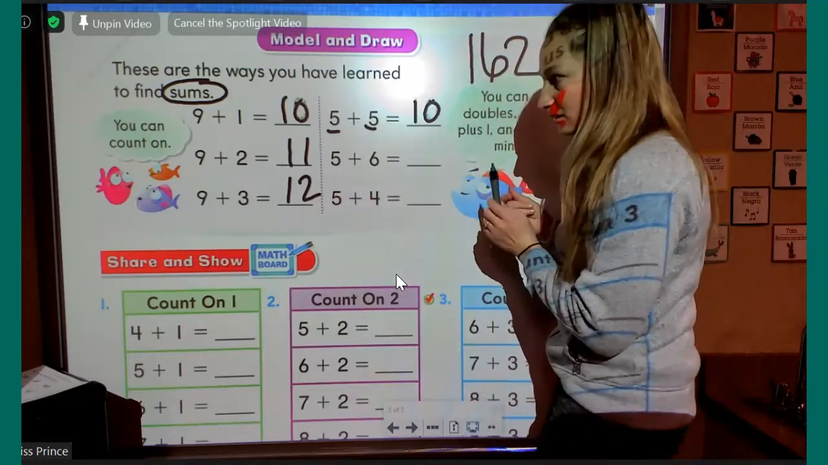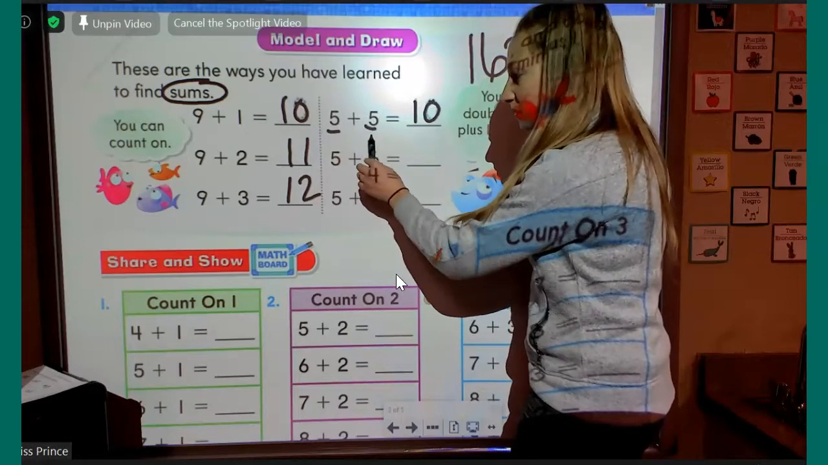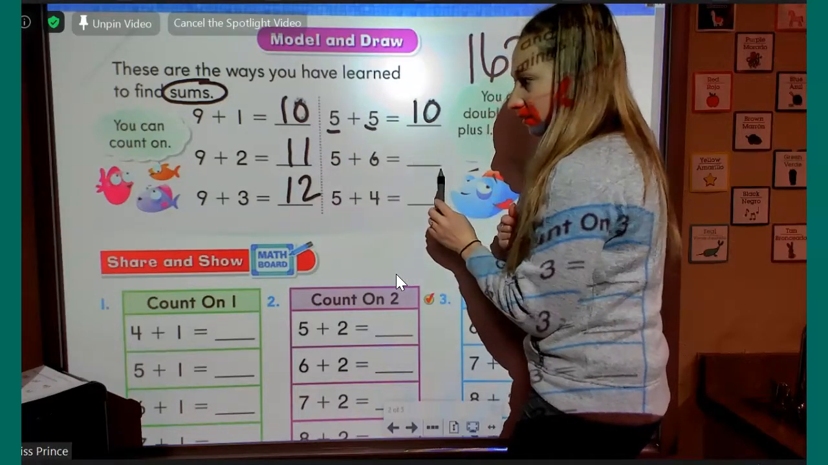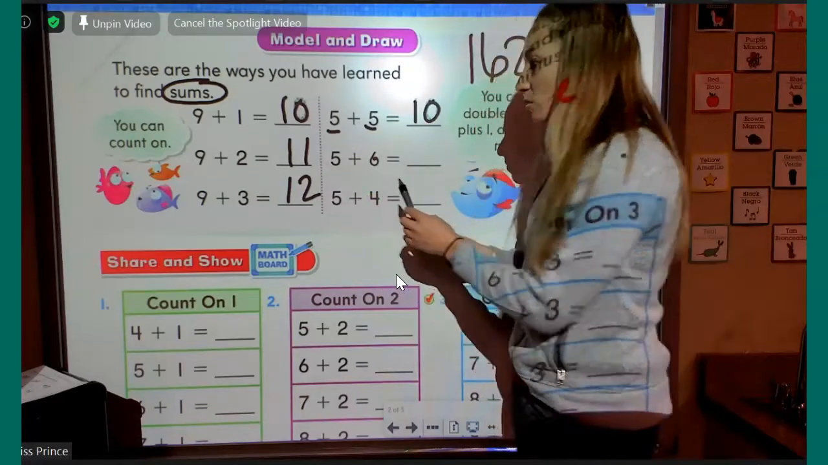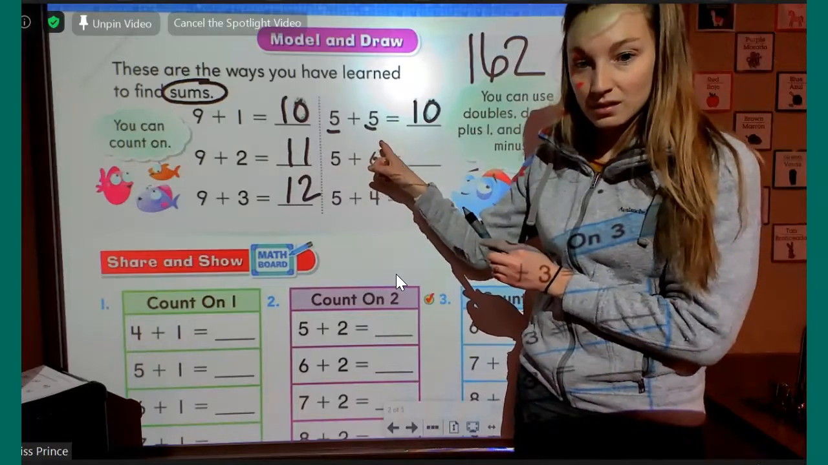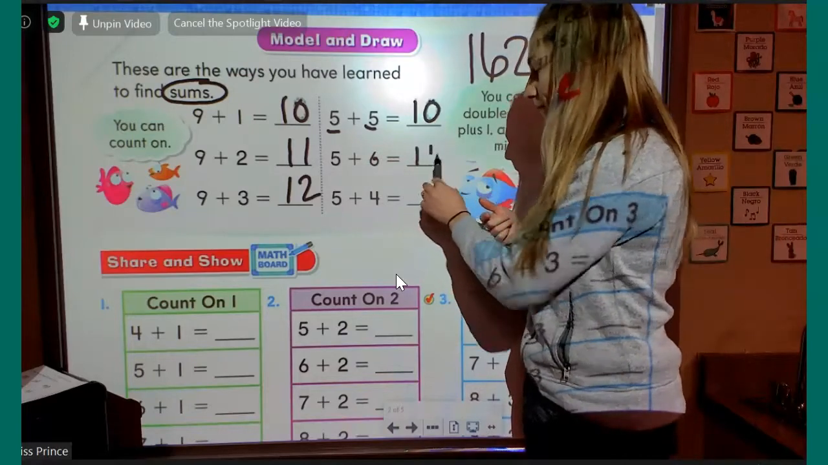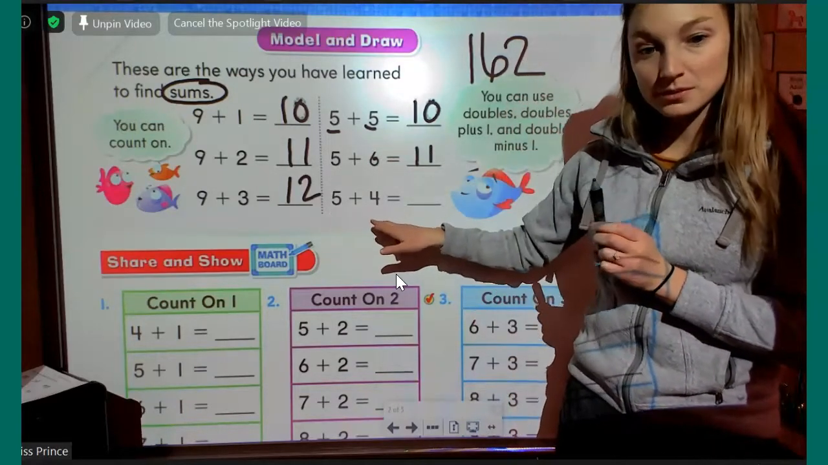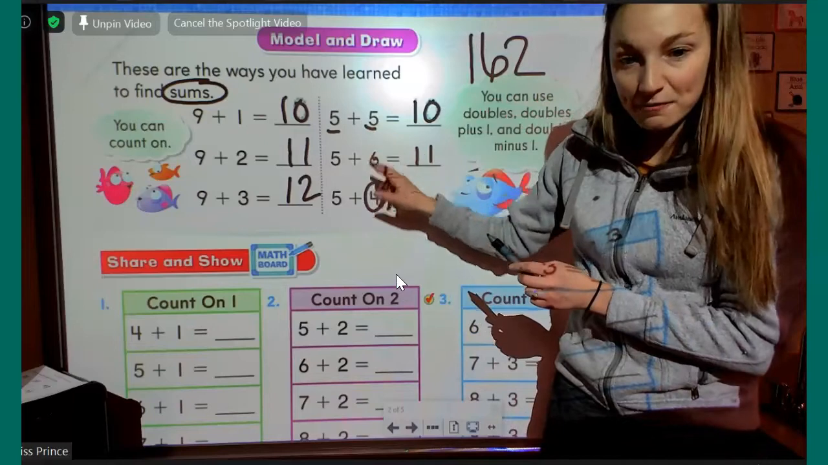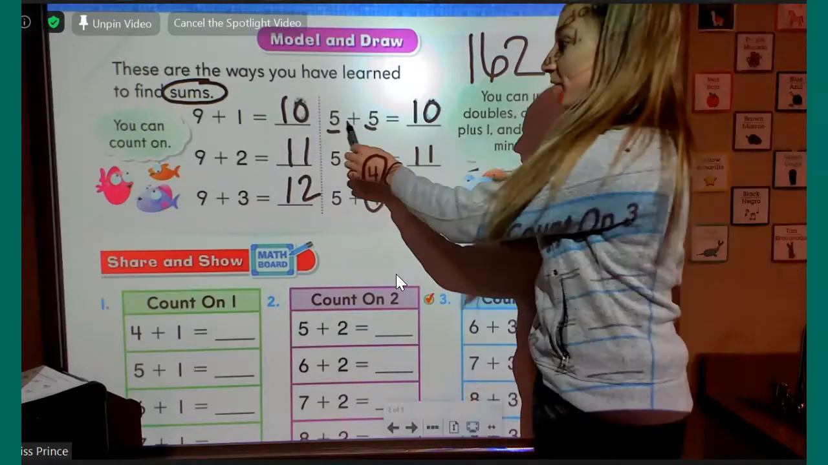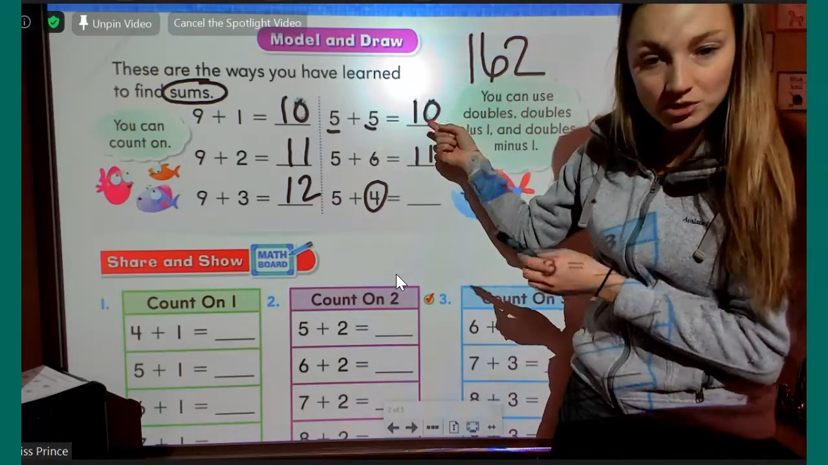5 plus 6. This used to be 5 plus 5, but all they did was add 1 more here. So instead of this being a 5, they did 5 plus 1, which is 6. So if we're just adding 1 to this, that means this number is just going to get bigger by 1. So instead of 10, it's going to be 11. For doubles minus 1, it used to be a 5, but they just took 1 away. So if 5 plus 5 is 10, 5 plus 4 is just 10 take away 1, which is 9.